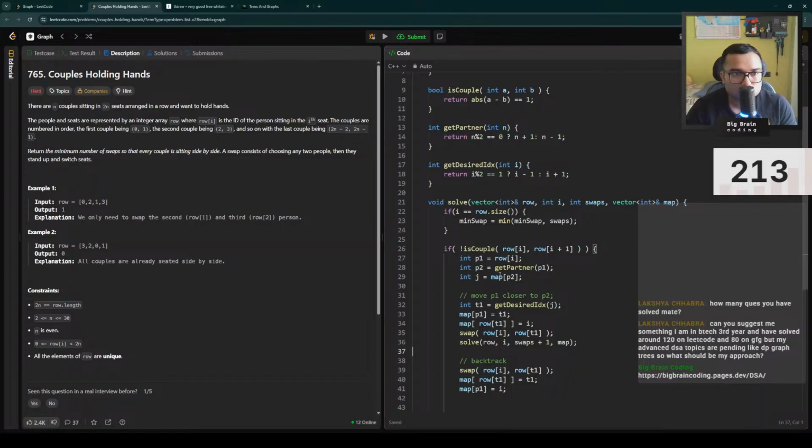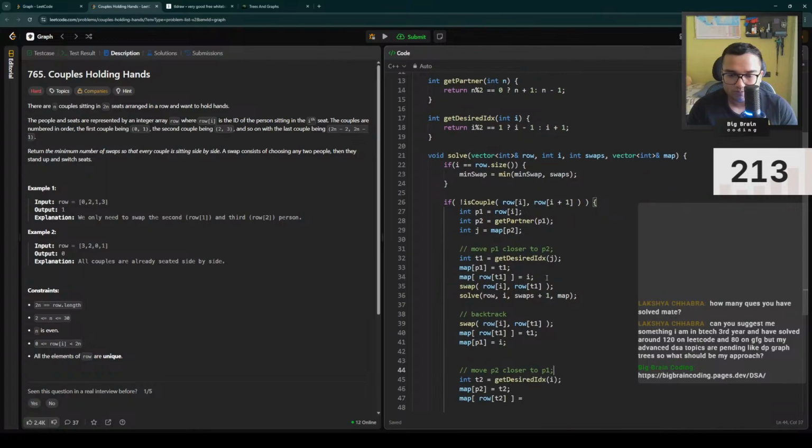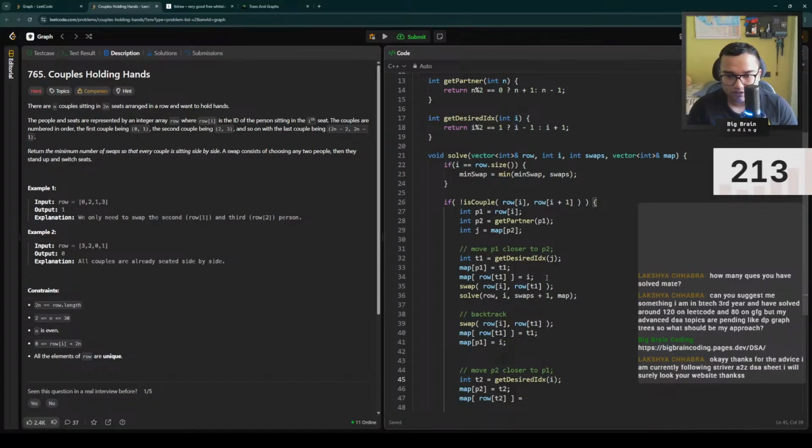Okay, let's get back here. Move P1 closer to P2. Done. Now backtrack, swap them back again, map them to original things, move P2 closer to P1. Now since I'm moving from even to even, I already know that T2 is just I plus 1, right? So I don't even need to do this. It's just I plus 1.